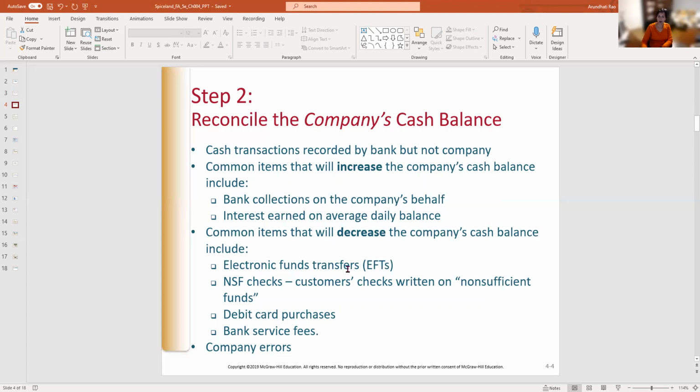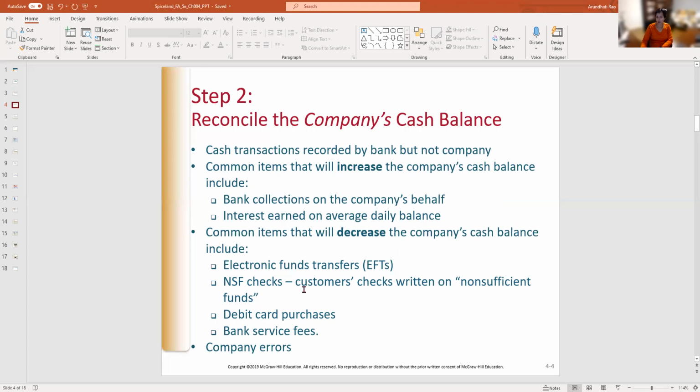Those bills are paid automatically on the said date for the said amount, assuming obviously you have money in the bank. So that has been done automatically. You may or may not have done your journal entry to reflect it, and this is an opportunity for you to catch up. NSF checks are non-sufficient fund checks.